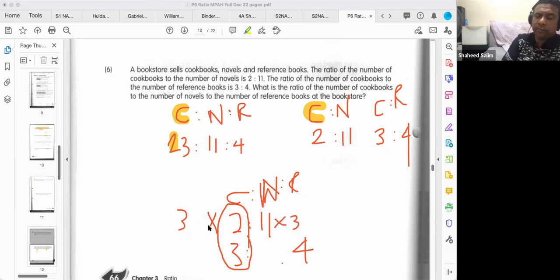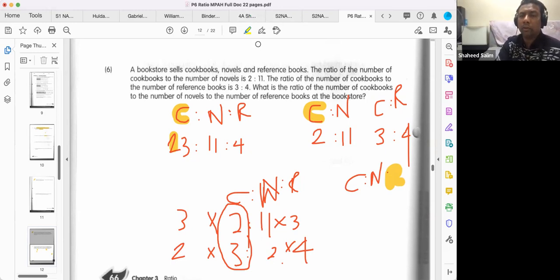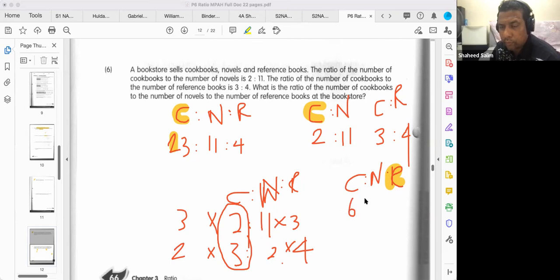Down here I get 6. This one I must times by 2. This one I must times by 2. So what do I get? Okay, cookbook, novels, reference. Okay, 3 times 2 is 6. And we look at the novels. Okay, novels you must also times by.